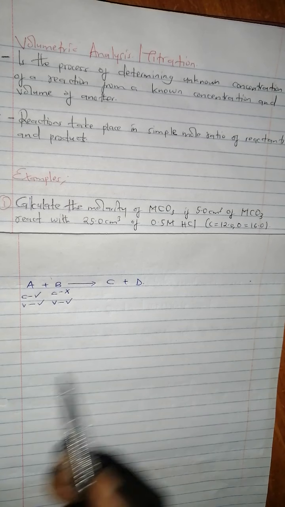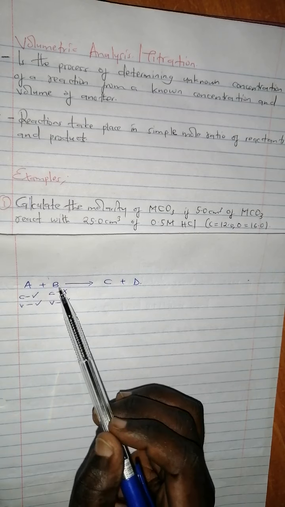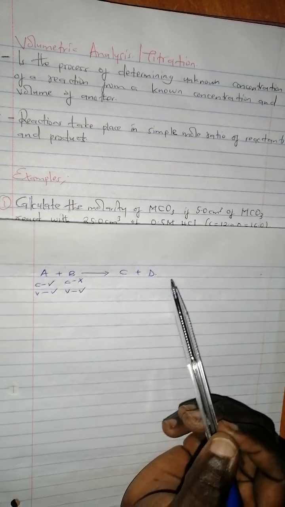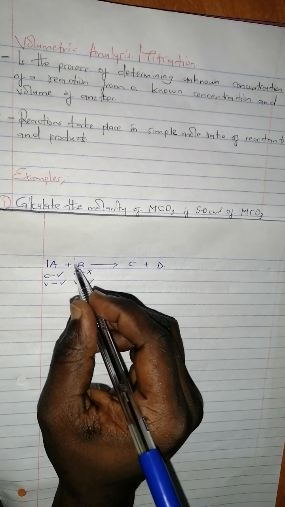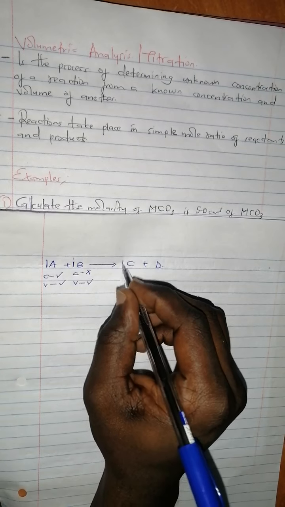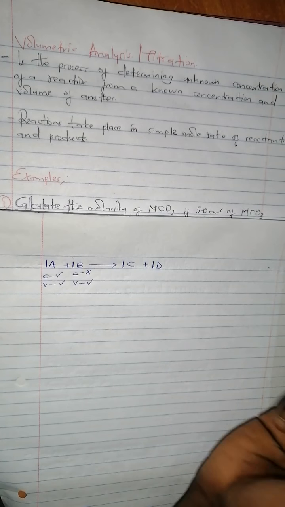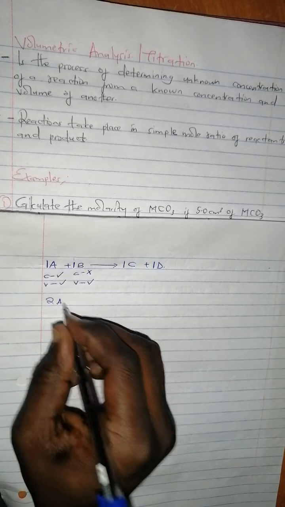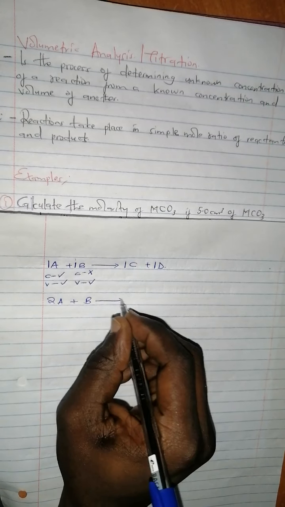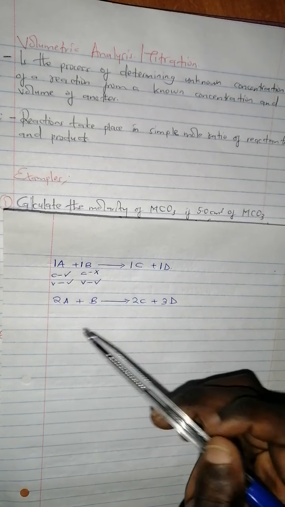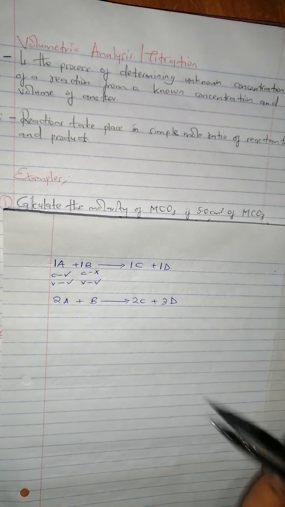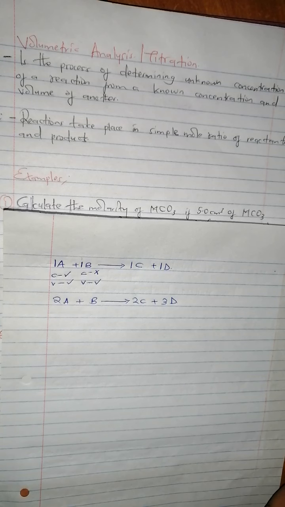What do I mean by that? Assuming that I have a reaction A plus B to form C and D, in simple terms I can say 1 mole of A reacts with 1 mole of B to form 1 mole of C and 1 mole of D. Or rather, if I have 2 moles of A reacting with 1 mole of B, it can form 2 moles of C plus 3 moles of D. These are the simple mole ratios to which these reactions normally occur. The mole ratios, we find them from simple stoichiometric balancing of equations.